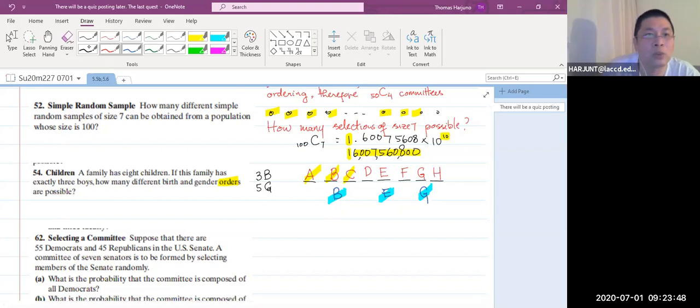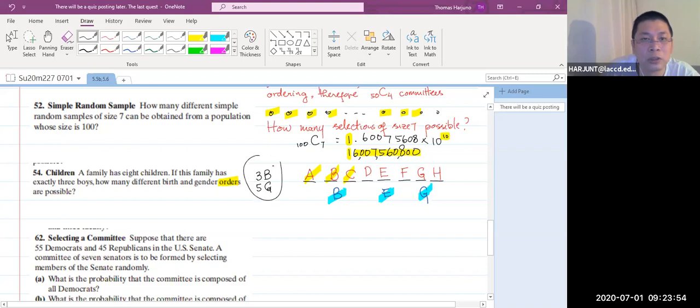Now, that's one way to approach this problem. To answer this question, it will be 8 combination 3, which I believe is 56 different ways. There will be 56 different birth and gender orders.